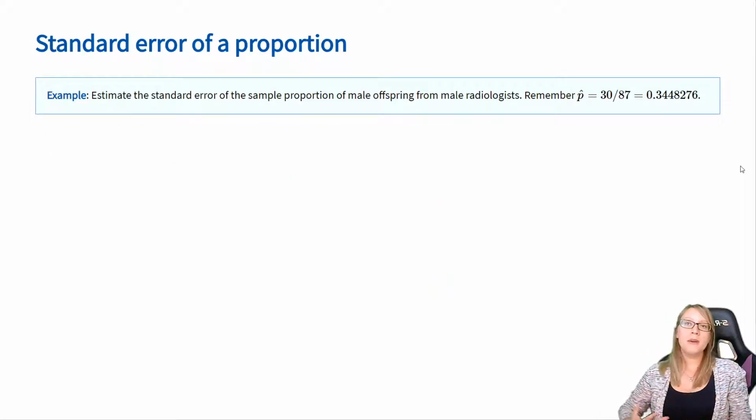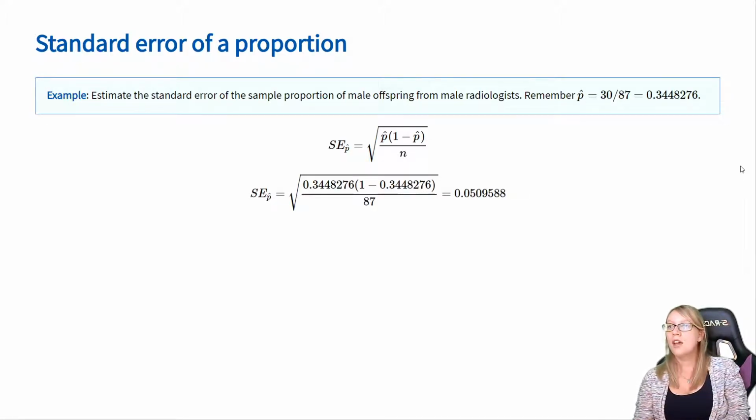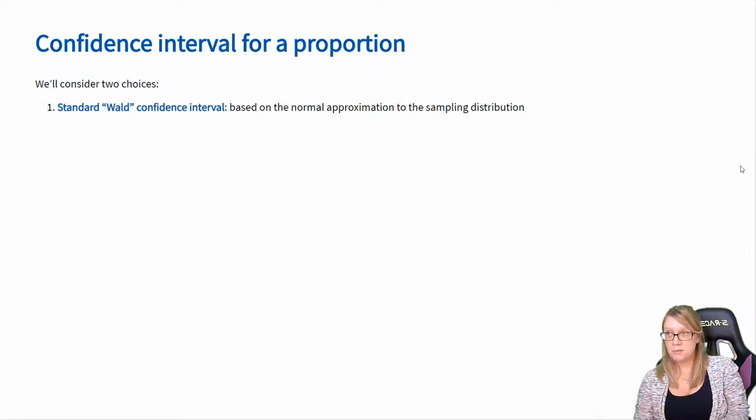Now, let's talk about the standard error here for just a moment. Let's estimate the standard error of the sample proportion of sons born to male radiologists. So we'll use our sample proportion here as an estimate to get an idea of what the standard error truly is. Our estimated standard error turns out to be 0.05. So we estimate that we're about 5% away from the true population proportion.